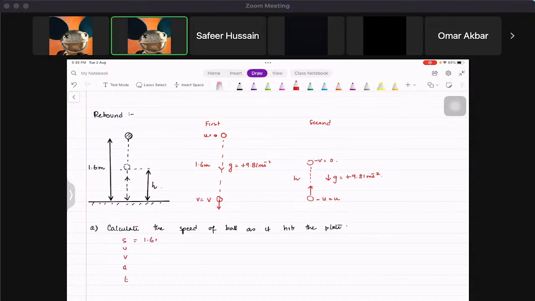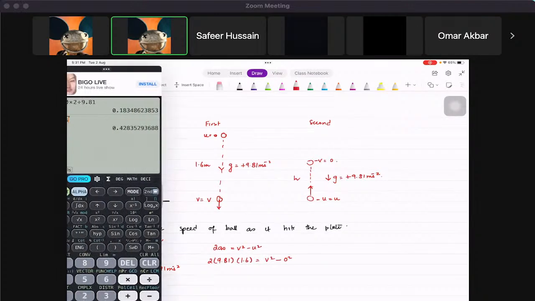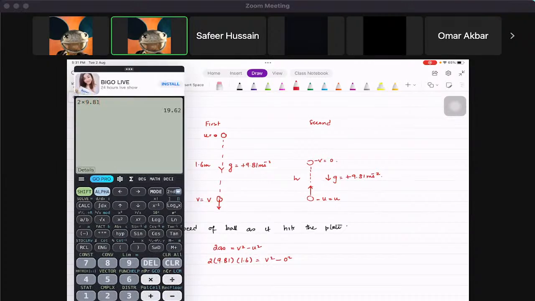And then we're going to write, okay, it fell 1.6 meters, initial velocity was 0, final is what we need to know, acceleration is positive 9.81 meters per second squared, and time is not given at all. So the best equation to use would be 2as equals v squared minus u squared, because it does not have time. So this will be 9.81, this will be 1.6, this will be v squared, and this will be 0 squared. So what you're going to do: 2 times 9.81 times 1.6, and then the square root of the answer. The velocity would be 5.6 meters per second. Is it clear?